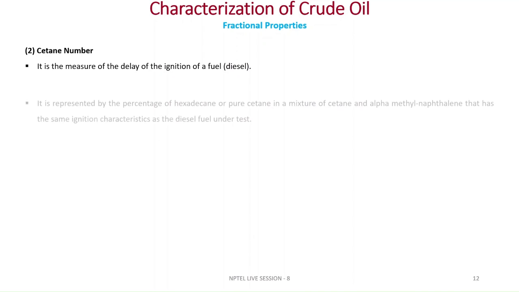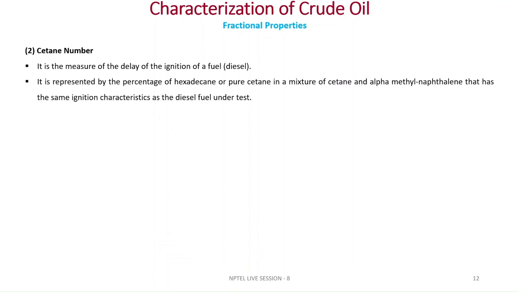The next fuel property is cetane number. It is measured by the ignition delay of the fuel, that is, diesel fuel we are talking about. It is represented by the percentage of hexadecane, or pure cetane, in a mixture of cetane and alpha methyl naphthalene that has the same ignition characteristics as the diesel fuel under the test conditions.